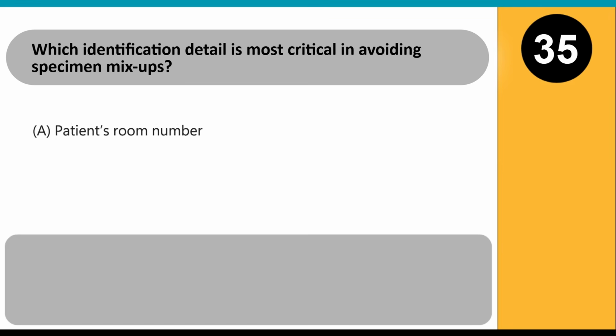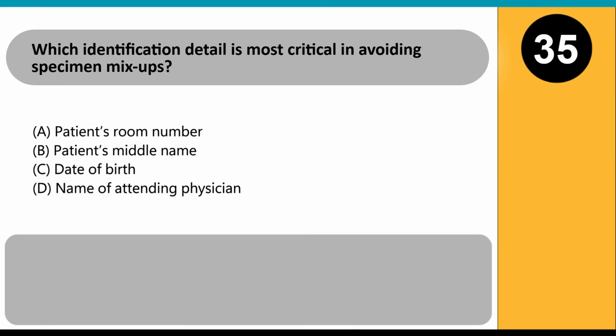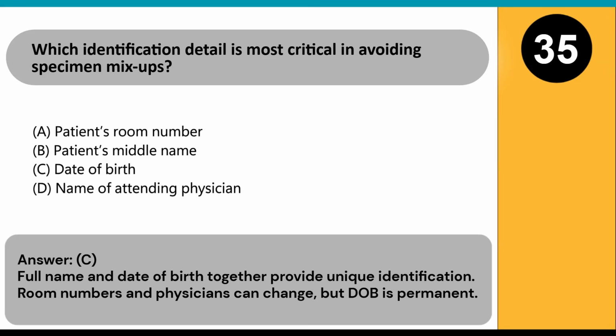Which identification detail is most critical in avoiding specimen mix-ups? A. Patient's room number. B. Patient's middle name. C. Date of birth. D. Name of attending physician. Answer C. Full name and date of birth together provide unique identification. Room numbers and physicians can change, but DOB is permanent.